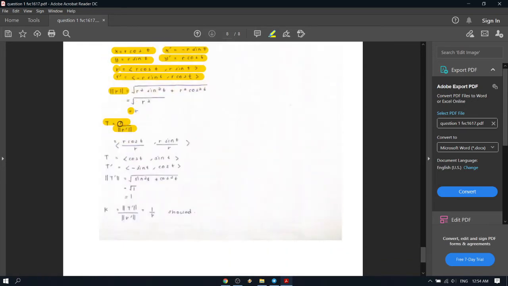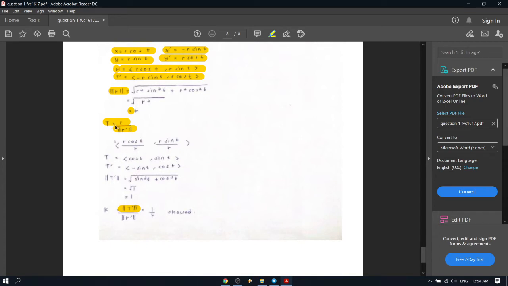We need the unit tangent here because the formula we use to find kappa, the curvature, is the magnitude of the first derivative of the unit tangent divided by the magnitude of the first derivative of r.